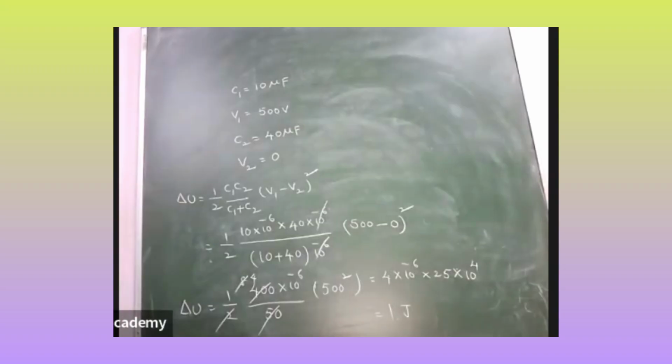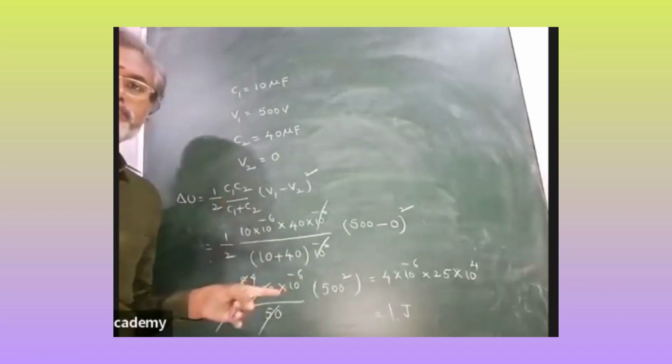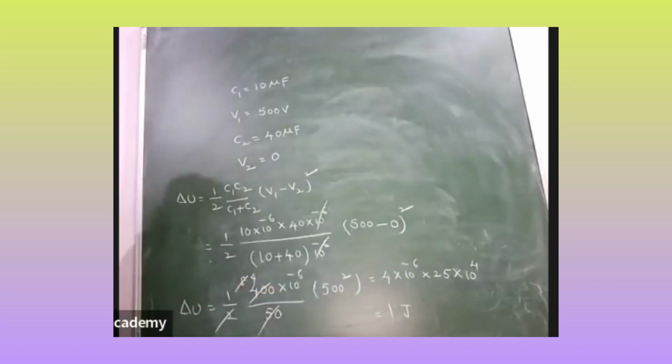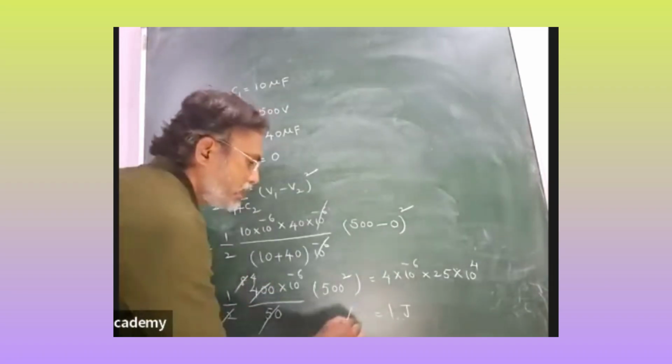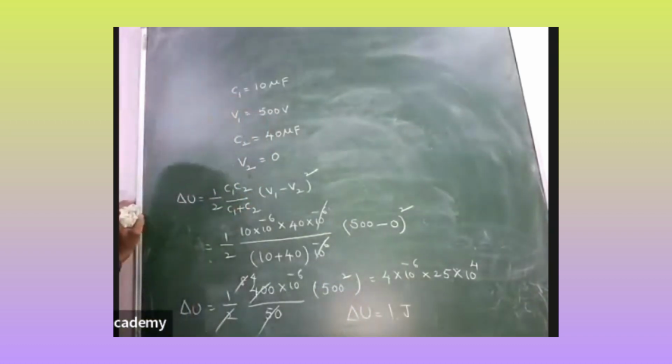Another problem. Did you understand this problem? And here delta U is 1 joule. Good. Next problem. No doubt.